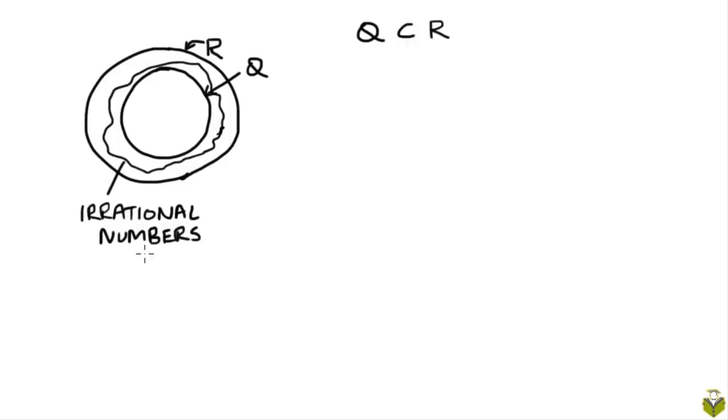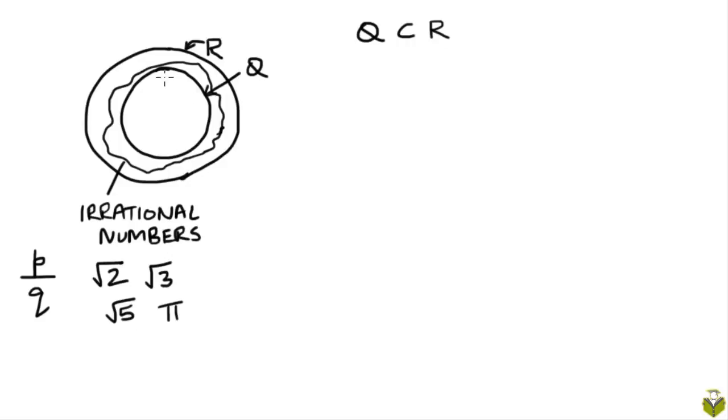They are not rational numbers, which means they cannot be represented as a ratio of two integers, where the denominator is of course non-zero. I had given you an example of that, square root of 2. Square root of 3 is also an irrational number, so is square root of 5. And even numbers like pi are examples of irrational numbers.